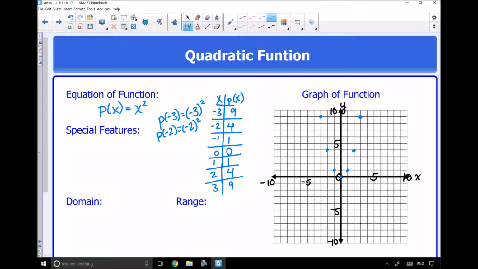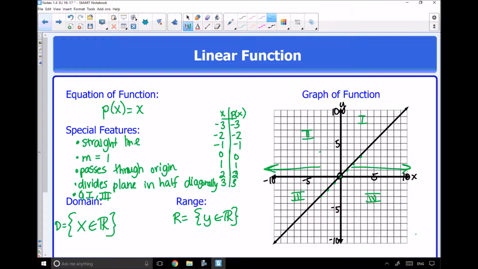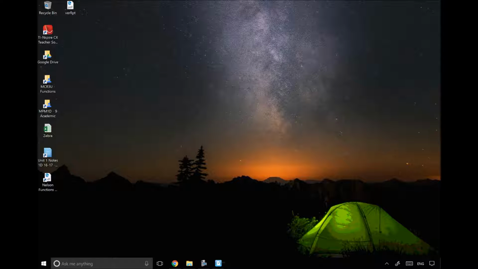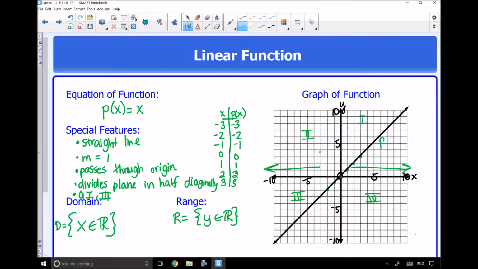3, 9 is my last one, and this graph is the parent parabola, our parent quadratic function. So we're going to say p of x here is equal to x squared. And I apologize, I forgot to do this on the last one right here. I'm going to say p of x right here is equal to x.